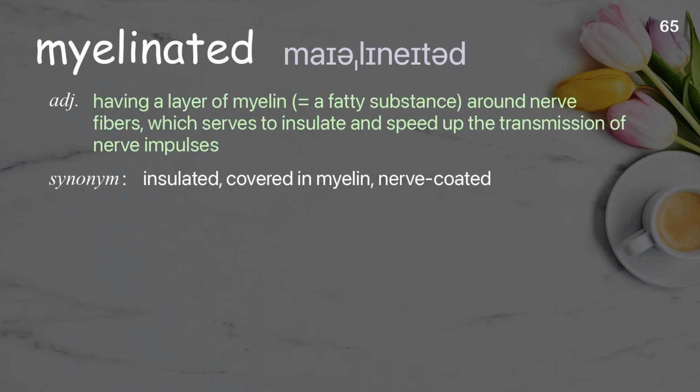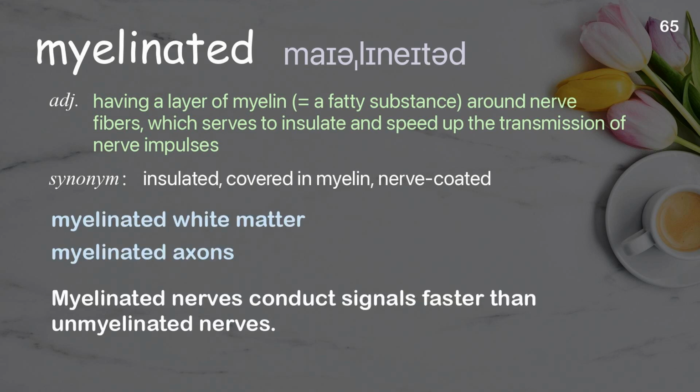Myelinated. Having a layer of myelin, a fatty substance around nerve fibers, which serves to insulate and speed up the transmission of nerve impulses. Examples: Myelinated white matter, myelinated axons. Myelinated nerves conduct signals faster than unmyelinated nerves.